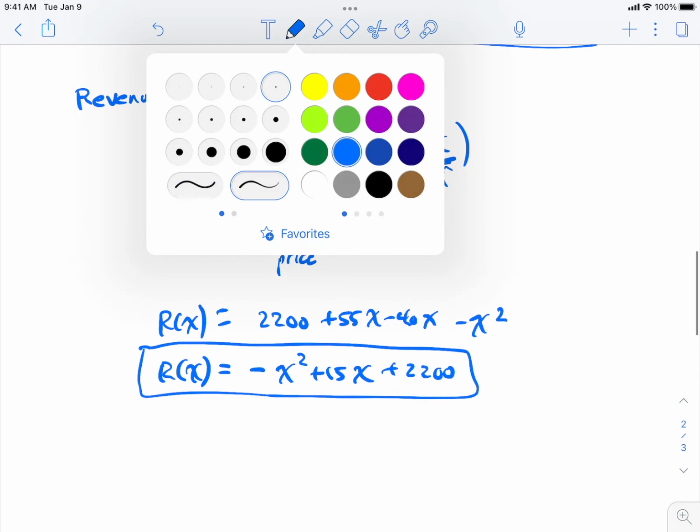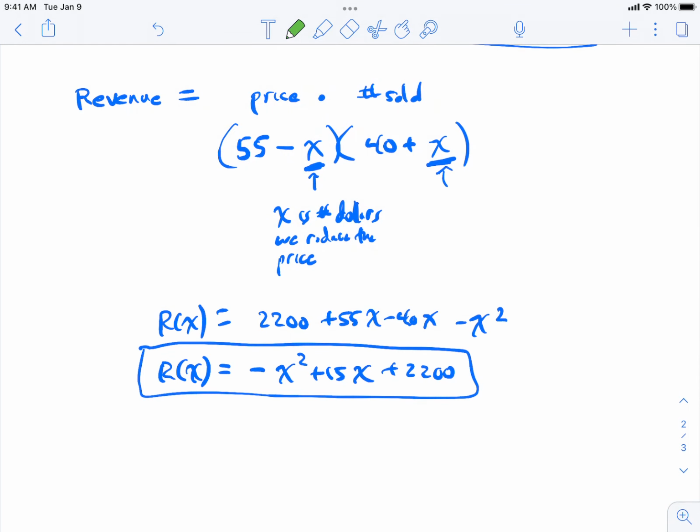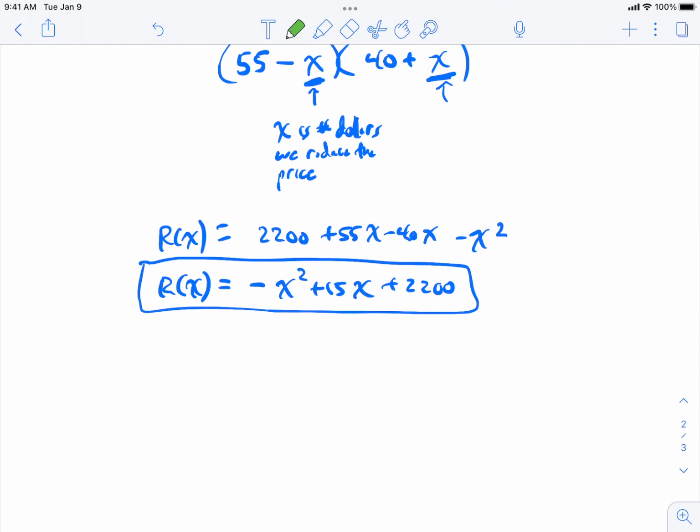And lo and behold, what have we got here? We've got ourselves another one of these parabola type things. A parabola opening down, which means there's going to be a high point somewhere. The vertex is going to represent the top of the parabola, so to speak. Now notice when x is 0, that's 0, that's 0. We're starting at 2200 right here. That's how much he's making right now.